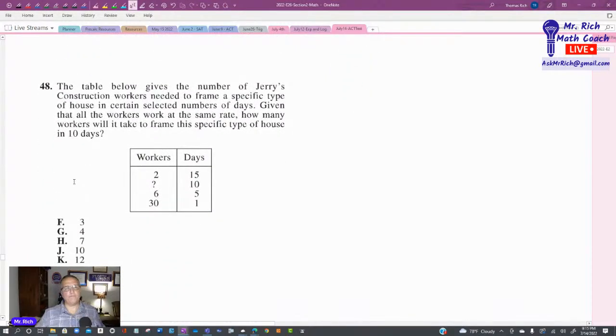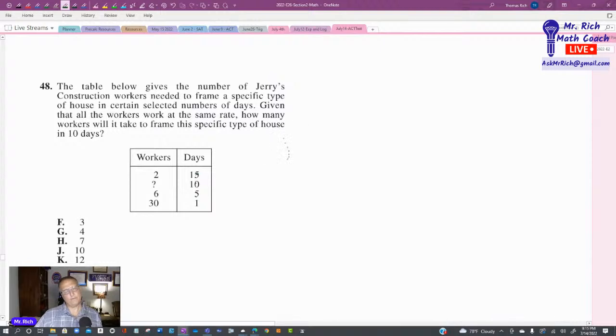48. The table below gives the number of Jerry's construction workers needed to frame a specific type of house in a certain selected number of days. Given that all the workers work at the same rate, how many workers will it take to frame this specific type of house in 10 days? Okay, so what are we going to do here? So this thing, so 15, 10, 5.